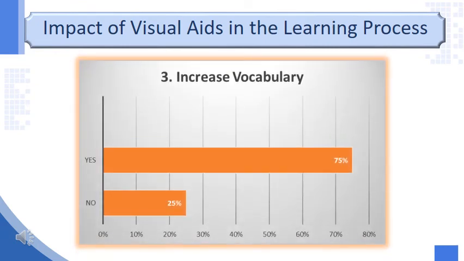In the third graph, we can see that 75% find visual aids as a useful tool to increase the students' vocabulary. This data is important to be noticed since increasing vocabulary leads to a competent development of communicative skills in English, which is one of the main goals we want our students to achieve.